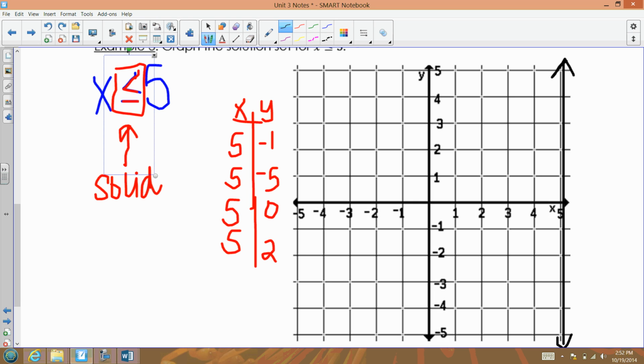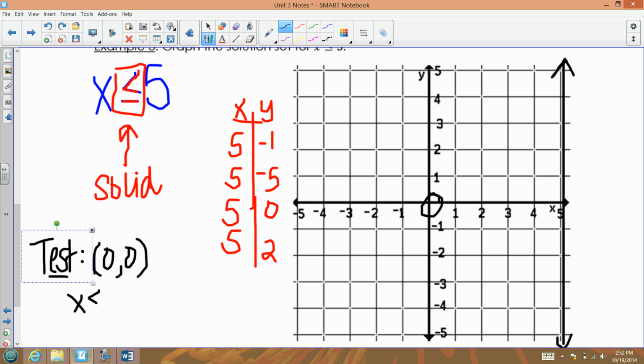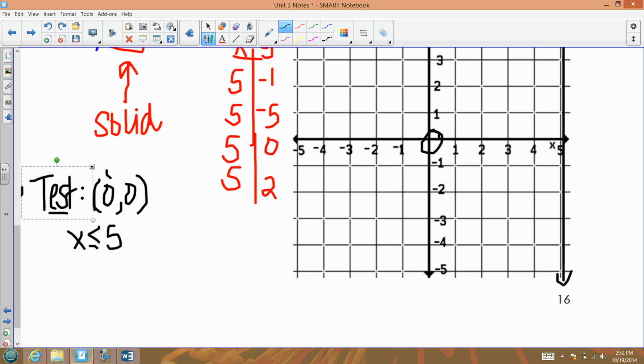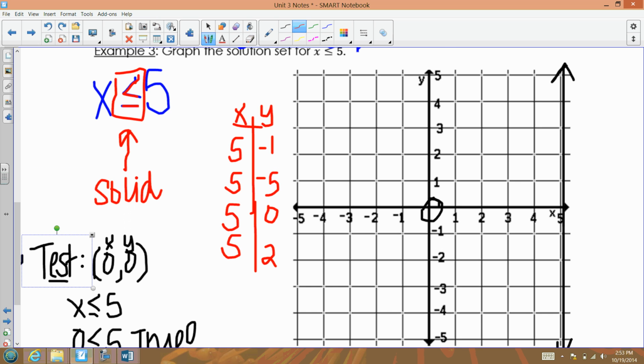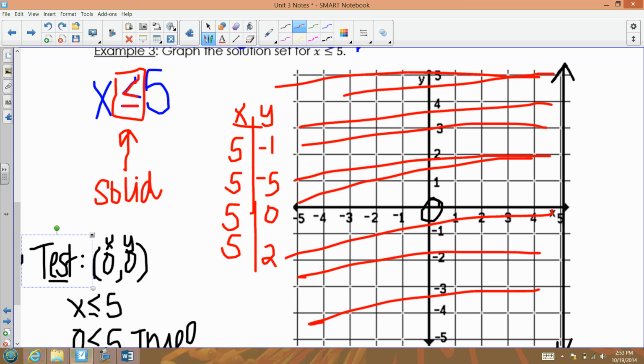And then I have to decide which way to shade. So again, you can test a point, let's say the origin. So if you test 0, 0, you plug that into x less than or equal to 5. Well, the only number that you're really going to plug in is the x value because there's nothing to plug y into. So if you plug in 0, 0 is less than 5 is a true statement. So that means your shading is actually going to go over the origin. So your shading comes to the left, which makes sense.